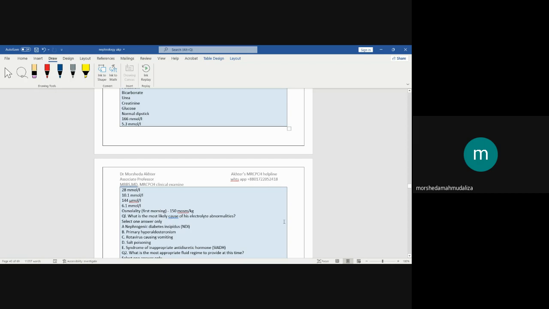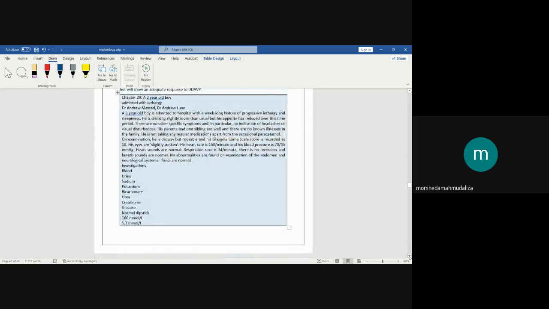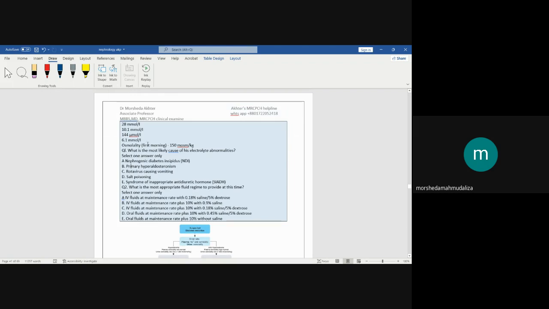So what is the most likely cause of his electrolyte abnormalities? It is a very easy question, no? A 3-year-old boy with lethargy and sleepiness, with no visual complaints. There are features of dehydration, tachycardia, and you get hypernatremia. I think it's not very difficult, but they didn't mention polyuria or polydipsia, which we are very much used to. Up to 28 is normal, I think, so it is also normal.